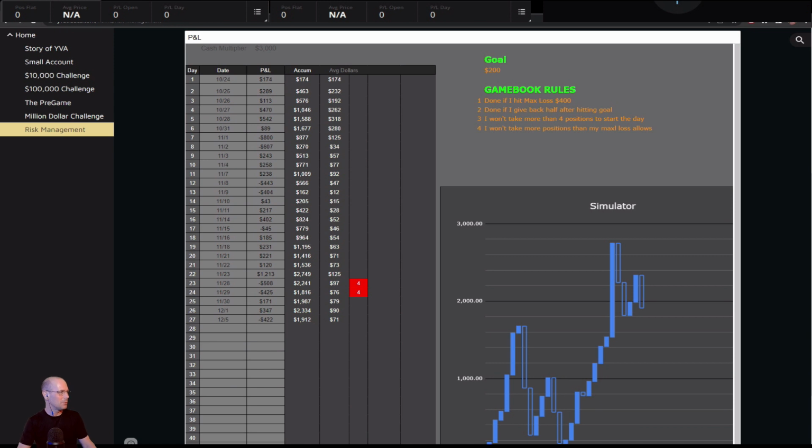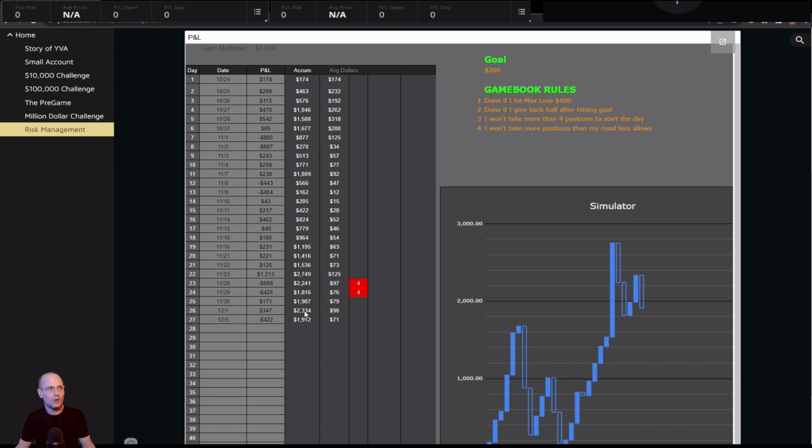And so, as promised, we will take a look at the game book rules and the progress here. So I'm up $1,912, and yesterday I did forget to add a day to this, and I still don't know where December 2nd went. I guess I must not have traded it, so I may have to go back and trade December 2nd. It's mysteriously missing. But anyways, I'm up $1,912. My goal for today is to make $200.